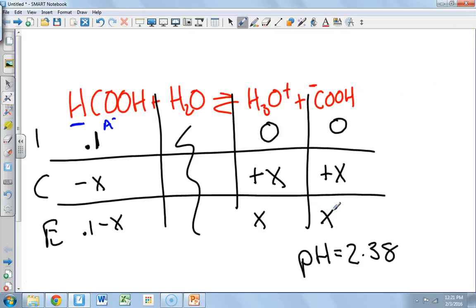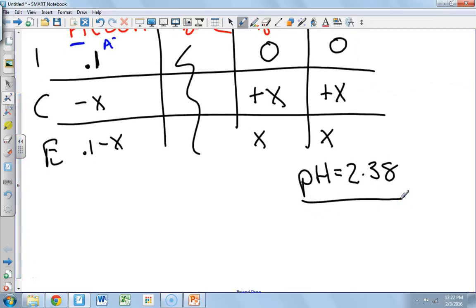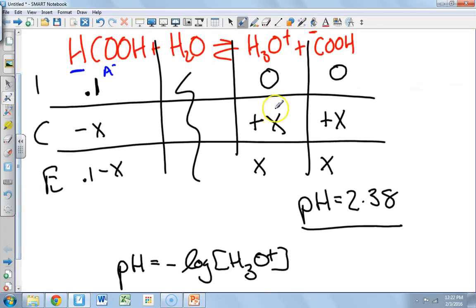But we don't have the constant. So if we don't have the constant, the Ka, how are we able to do this? Because we don't have the constant, we don't have the conditions. Well, this is where the pH comes in. Because pH is equal to the negative log of the concentration of hydronium ion. And what is this column right here? It's the concentration of hydronium ion.